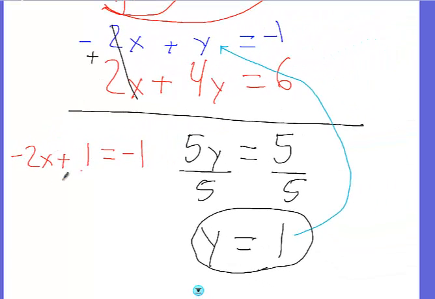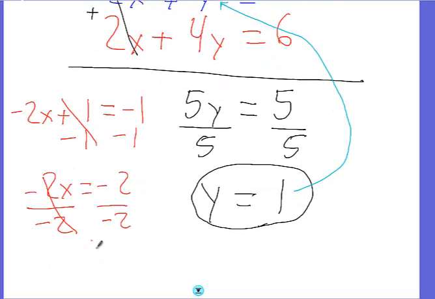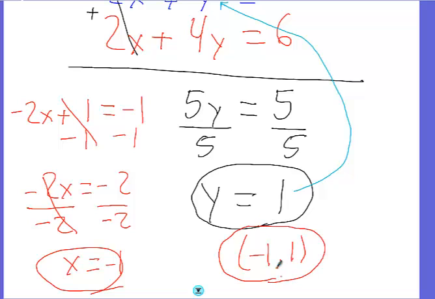Oh, that's a negative 2. All right. So what we're going to do is subtract 1, subtract 1. We get negative 2x equals negative 2. Divide by negative 2, and x equals negative 1. So again, we must write our answer as a coordinate pair, and you get negative 1, comma 1.